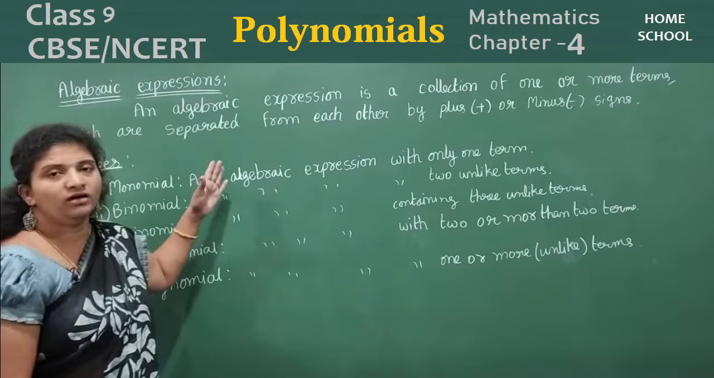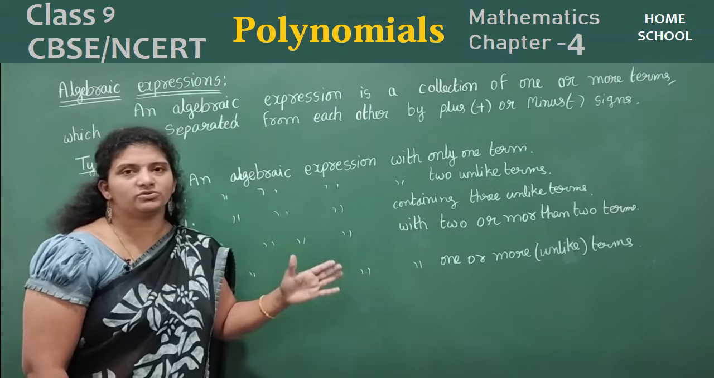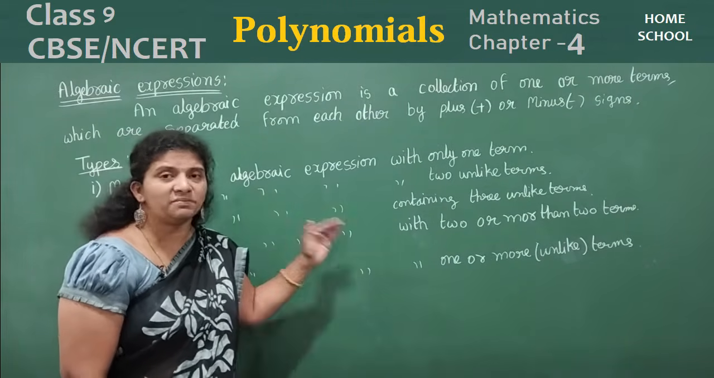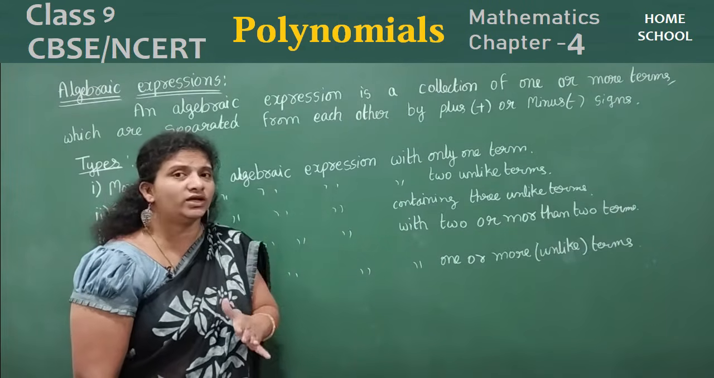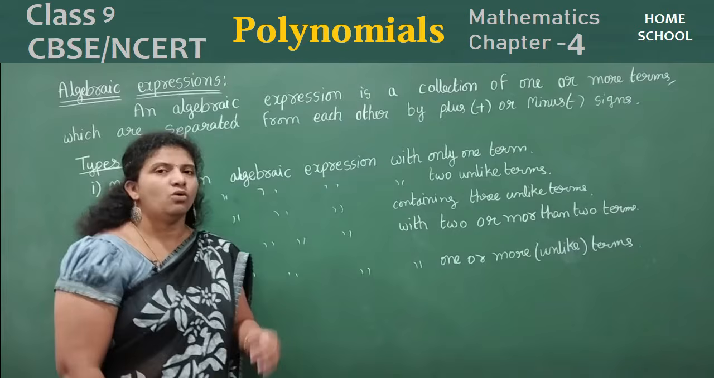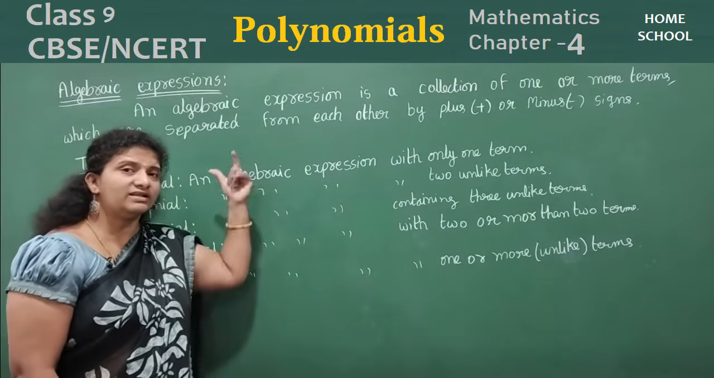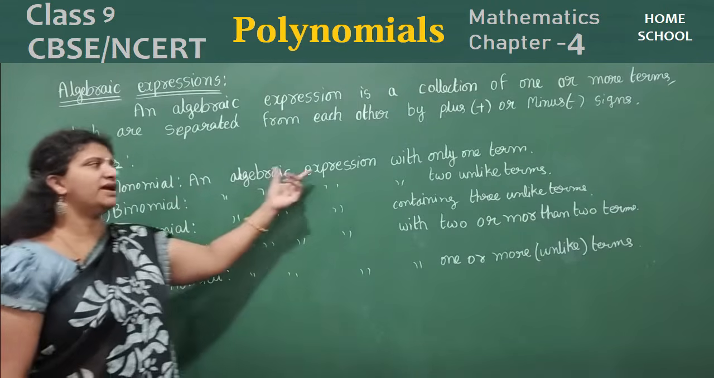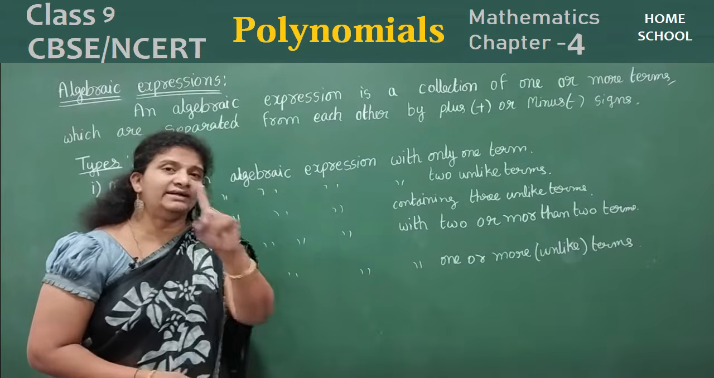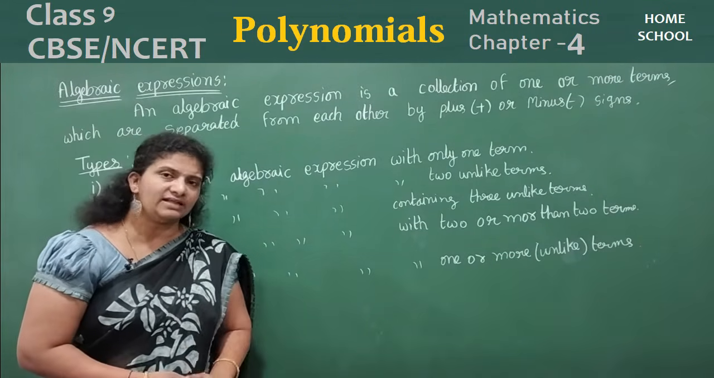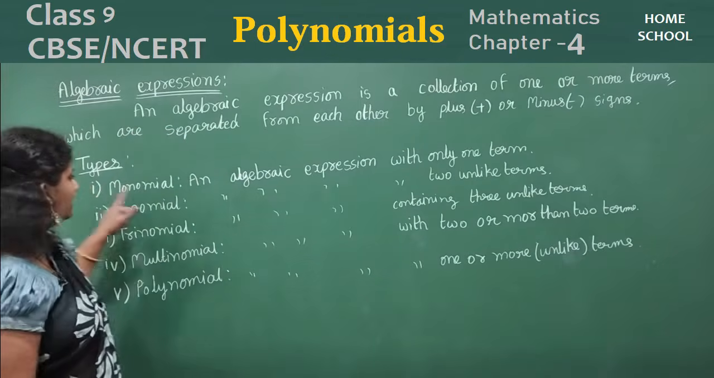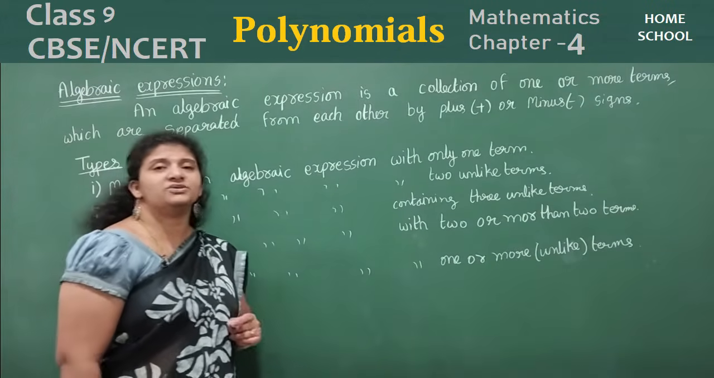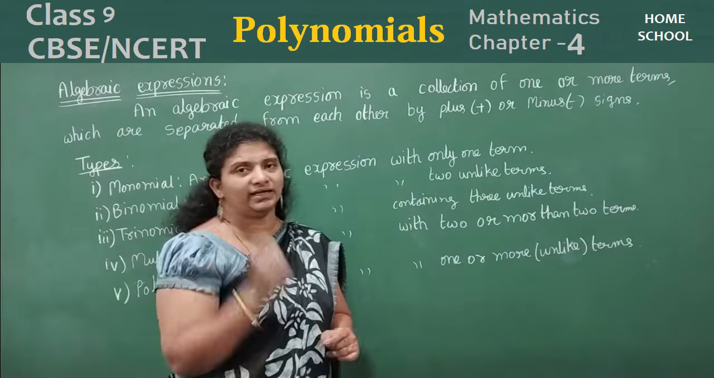Look here, depending on the terms you are using, we call it by different names. For every algebraic expression, by the number of terms, its name will change. Therefore, the types of algebraic expressions. Look here, if an algebraic expression has only one term, what do we call that algebraic expression, children? That is called a monomial. What is a monomial? An algebraic expression with only one term.